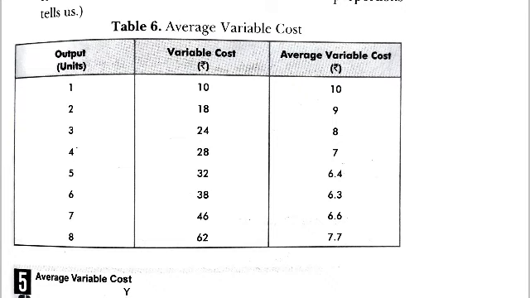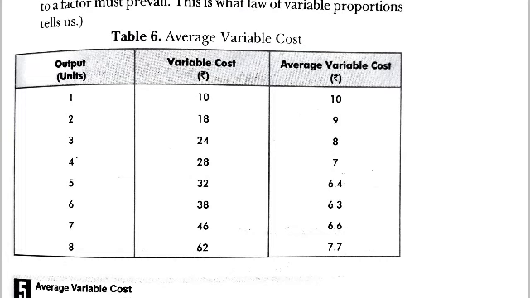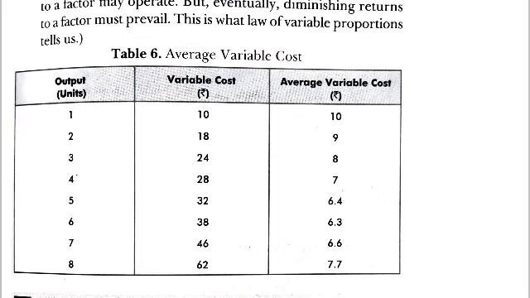Now when we are producing 8th unit of the output, total variable cost is 62. 62 divided by 8 is equal to 7.7. Now you can see the average variable cost now starts to rise after the 6th unit of the output.